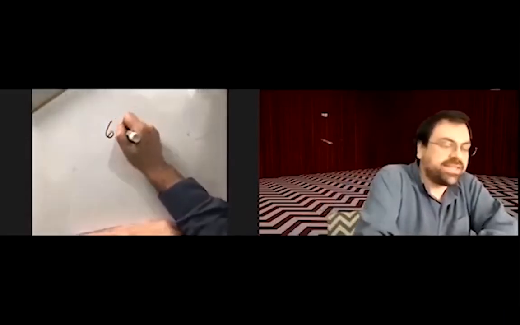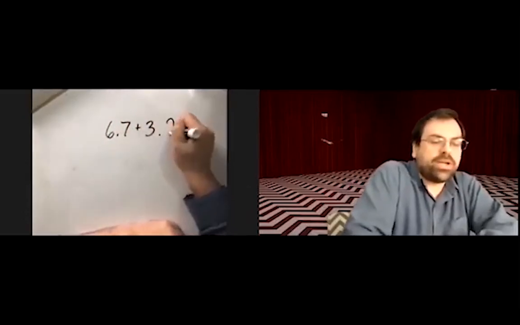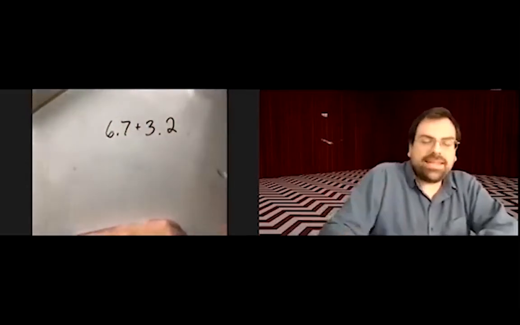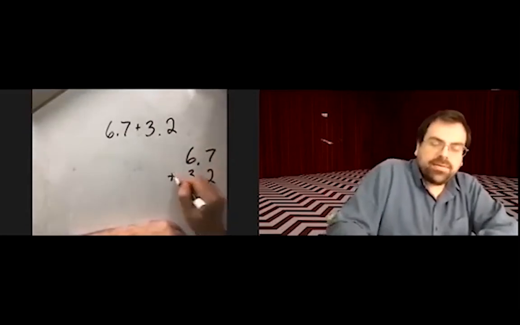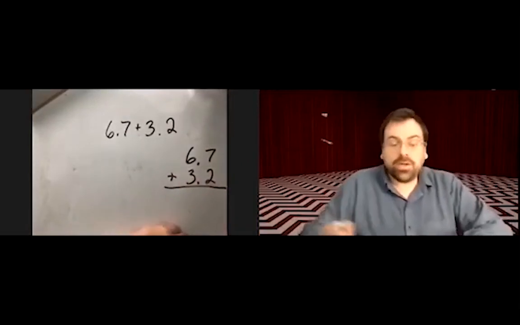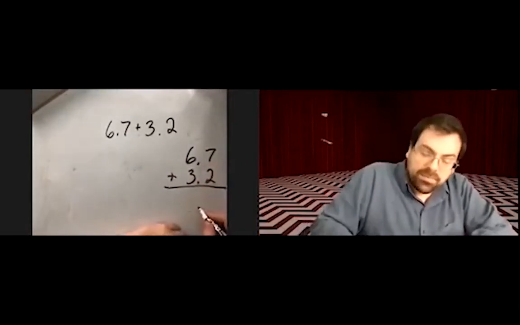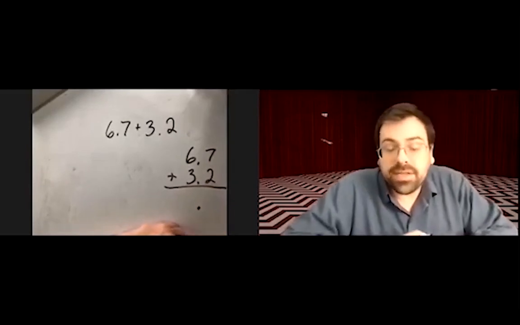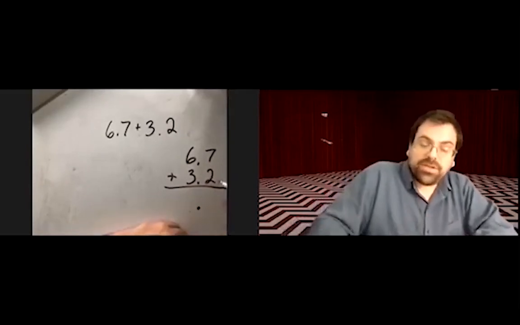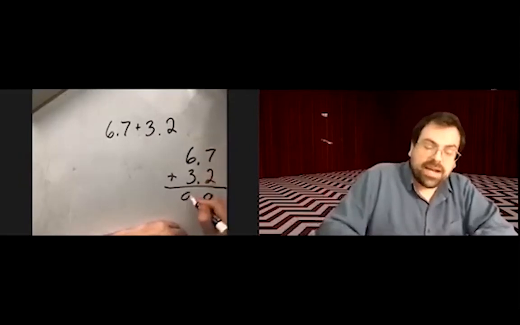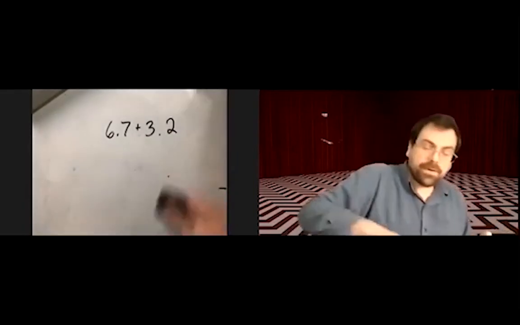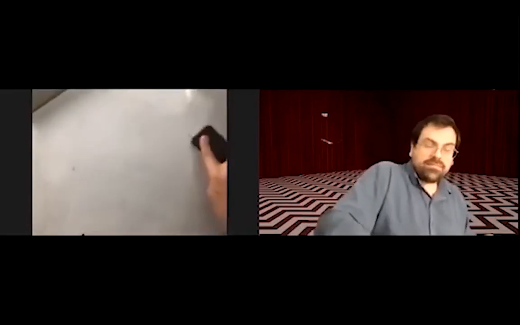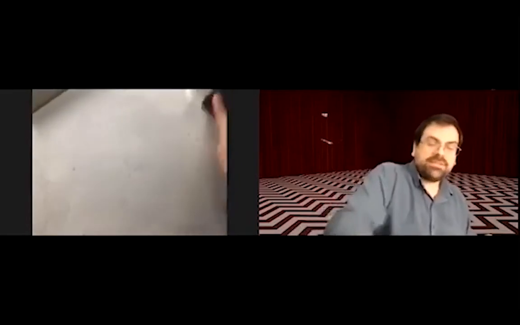So if we have 6.7 plus 3.2, to add these, we line up the decimal points and add like normal. Where the decimal points are in the problem is where the decimal point goes in the answer. 7 plus 2 is 9. 6 plus 3 is 9. 9.9 would be the answer. That's all there is to it. It's just like adding. We just line up the decimal points.